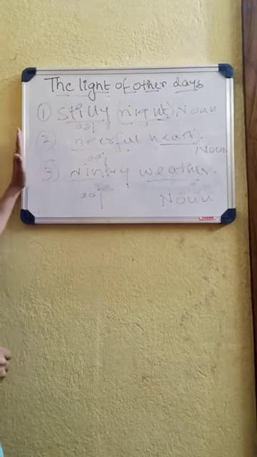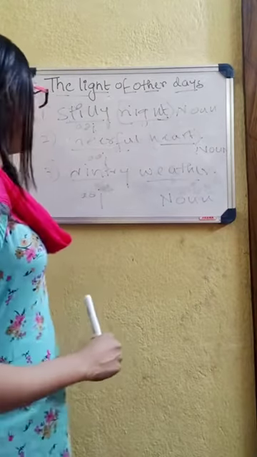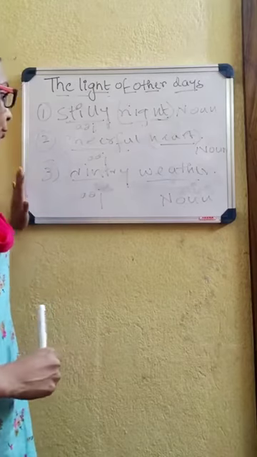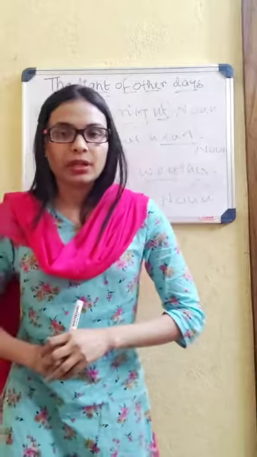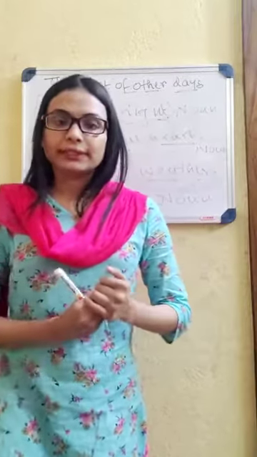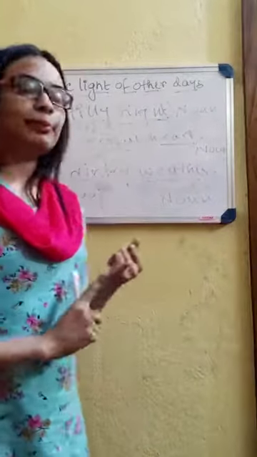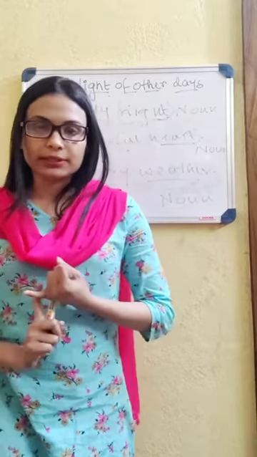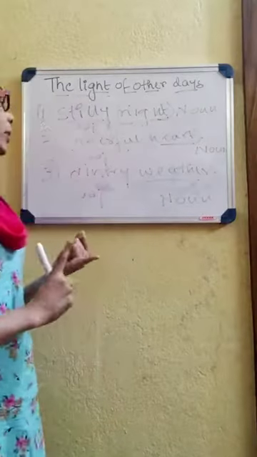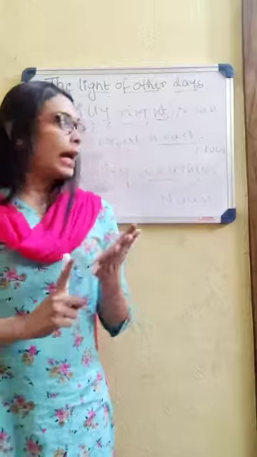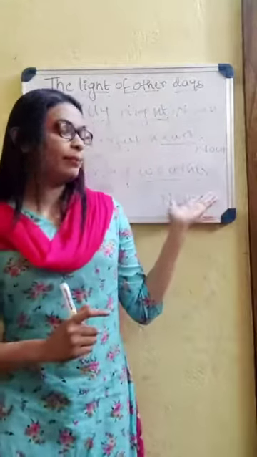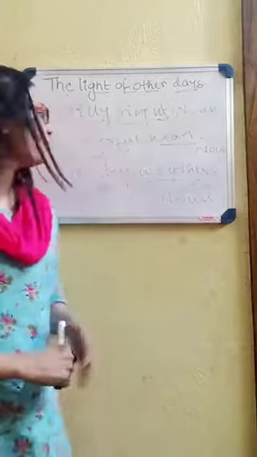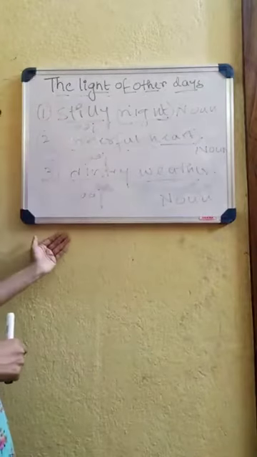So these are the three transferred epithets used in the poem: stilly night, cheerful heart and wintry weather. So I hope the definition of figures of speech, why they are used by authors or poets, then what is transferred epithet, and what are the transferred epithets used in the poem, I hope these three are clear.